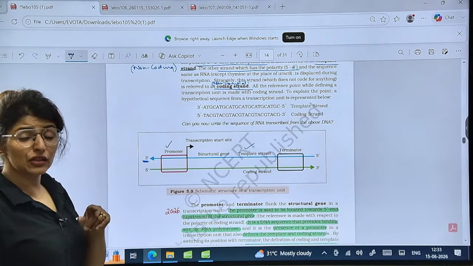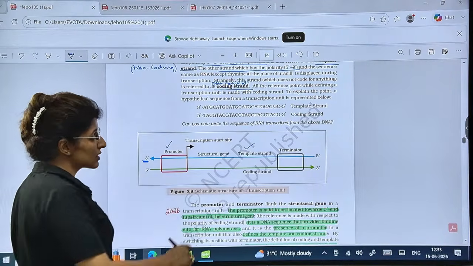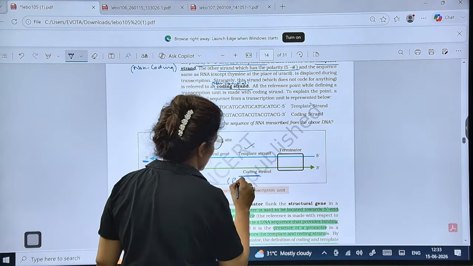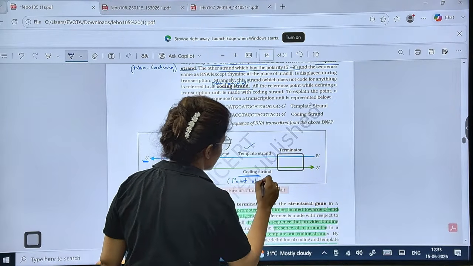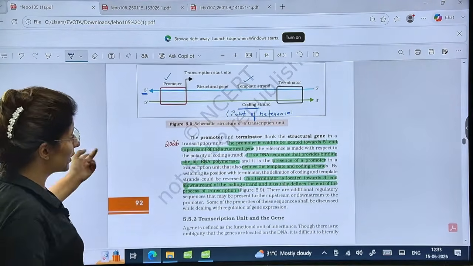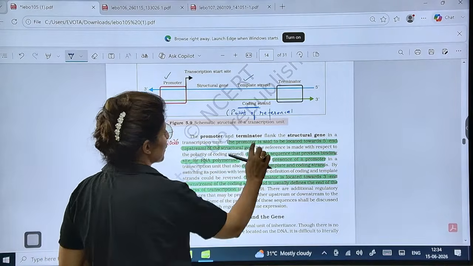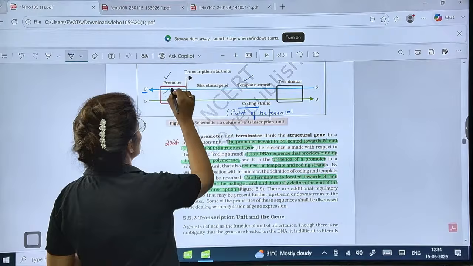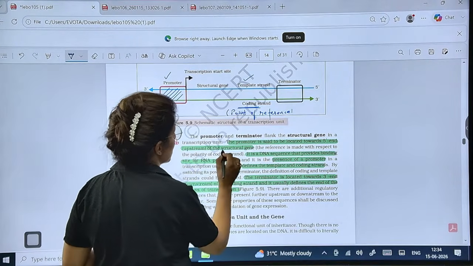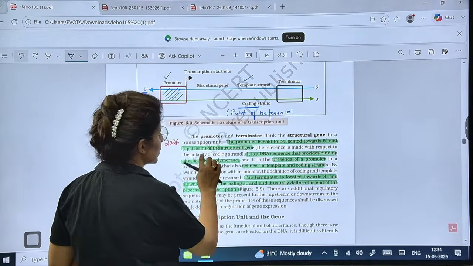But now what is the use of the coding strand? That means the opposite, the non-template strand. This coding strand or the non-template strand will act as a point of reference. Now see, 2026 had so many questions from this paragraph, and it is actually very important. Where is the promoter located? Promoter is located towards the 5' end, upstream of the structural gene. Is that clear? So reference is made with respect to the polarity of the coding strand.